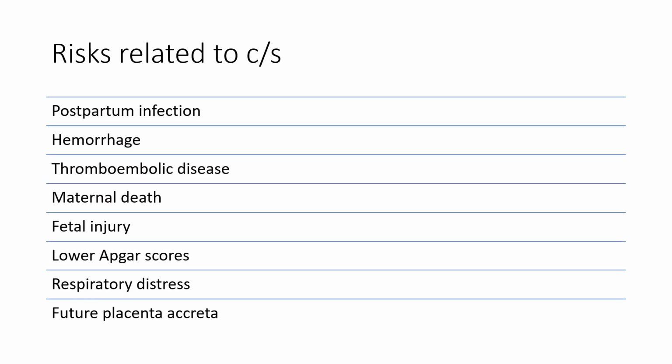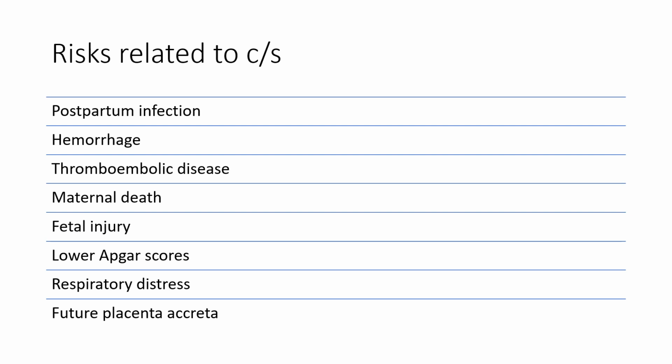Some risks that are related to having a C-section: postpartum infection. Okay, we just opened mom's abdomen and her uterus. There's a risk for infection. Hemorrhage. You lose a lot of blood through a C-section. Thromboembolic disease, thromboembolism, okay, DVT, maternal death, fetal injury. These babies are born with lower APGAR scores, respiratory issues, and now mom's at risk for a future placenta accreta.